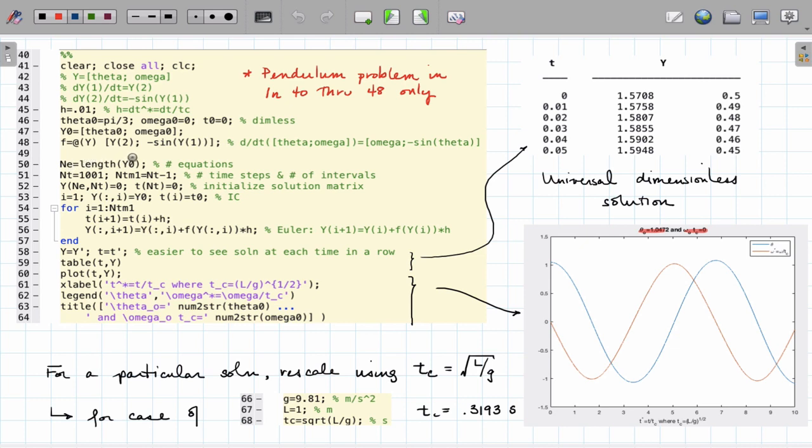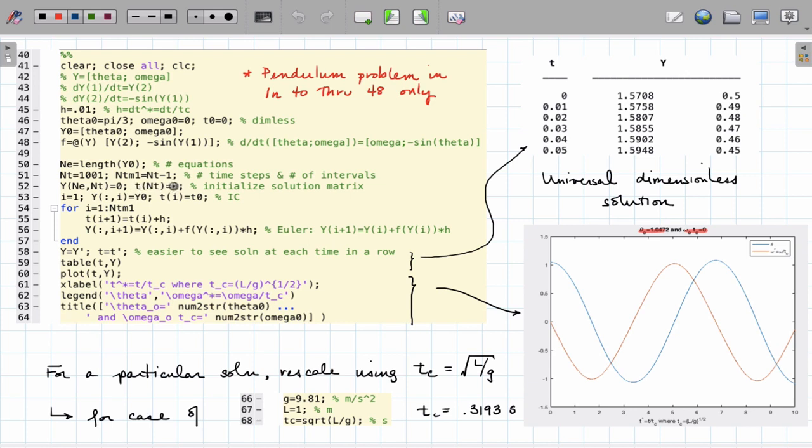NE is the length of y naught, the length of our initial solution. And so that's the number of equations we're going to be integrating. NT is the number of solutions in time that we're going to have, and NT minus 1 is going to be the number of time steps. So we're going to subtract off that first time step because we actually know the solution at the first time step. We go ahead and initialize our matrices where y has two indices. The first, the rows, is determined by the number of variables I'm integrating, and the second is the number of time steps. NT is going to be the length of my t vector.